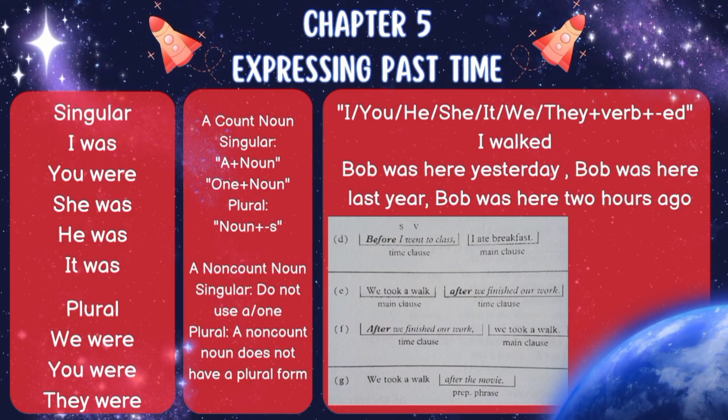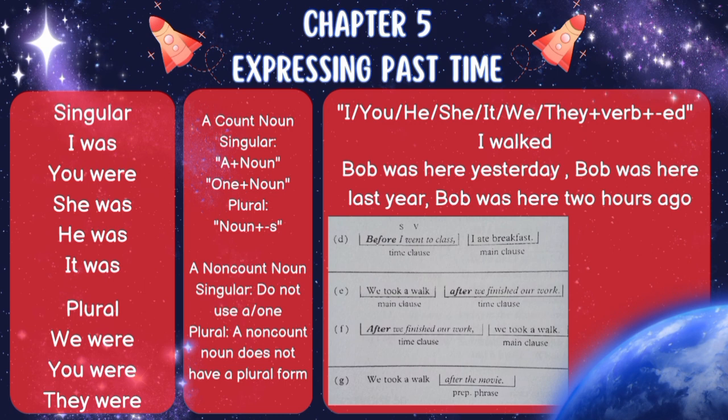Chapter 5, Expressing Past Time. Using be, past time. For singular, I, she, he, it plus was; you plus were. For plural, we, you, they plus were. Past be negative: I, he, she, it plus wasn't. We, you, they plus weren't.